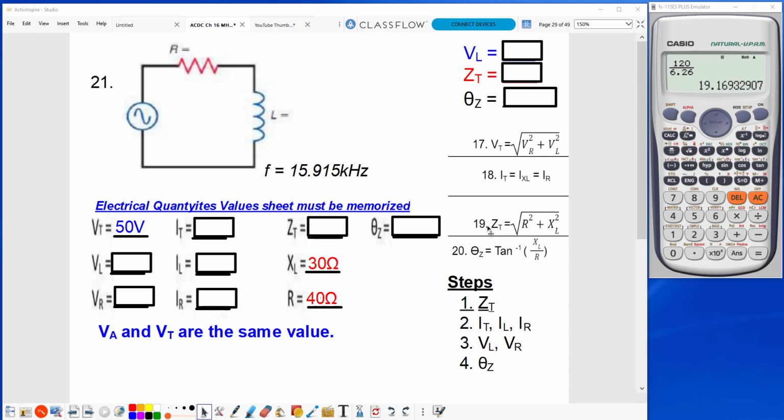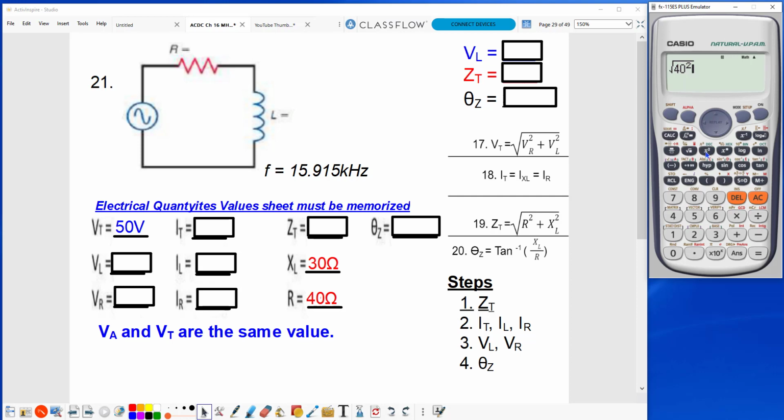So we look at formula number 19, and ZT is equal to the square root of R squared plus XL squared. So the first thing I'm going to do is open square root. If you look at the calculator, I'm going to hit this button right here. That opens the square root. Then I'm going to put in the R value of 40 ohms, and I'm going to square it. Here's the squared button right next to the square root button.